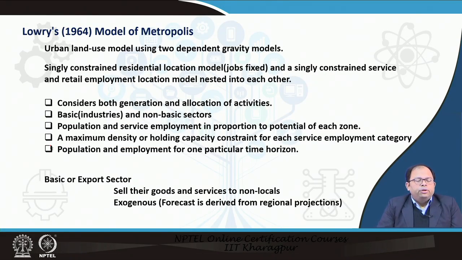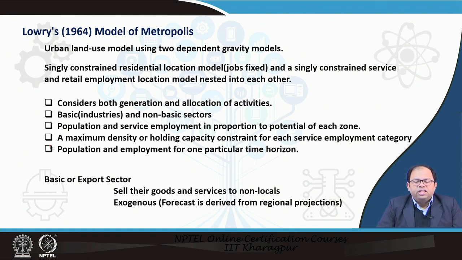Using these gravity models, there is a famous model of land use, Lowry's model. It was developed during 1964 and was called the model of metropolis. In this model, two dependent gravity models were used, and both are singly constrained models. A singly constrained residential location model where jobs are fixed, and a singly constrained service and retail employment location model were nested into each other.